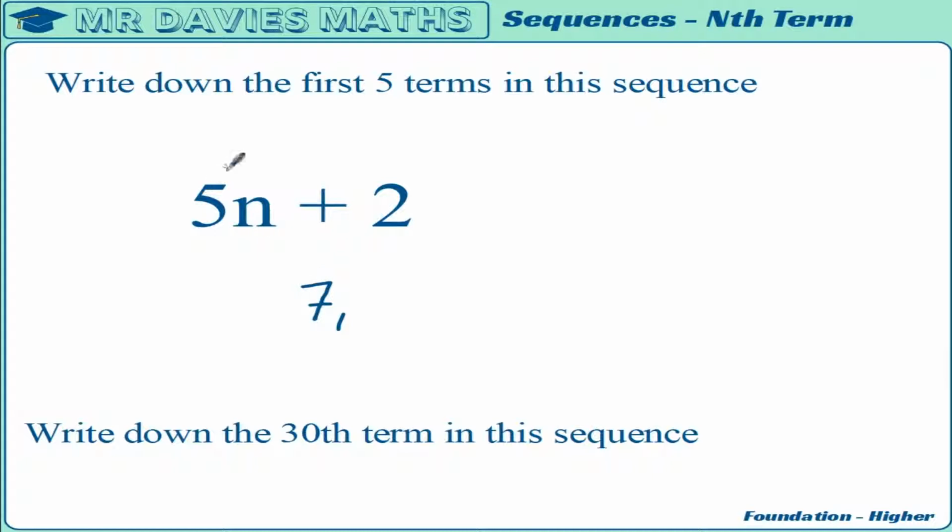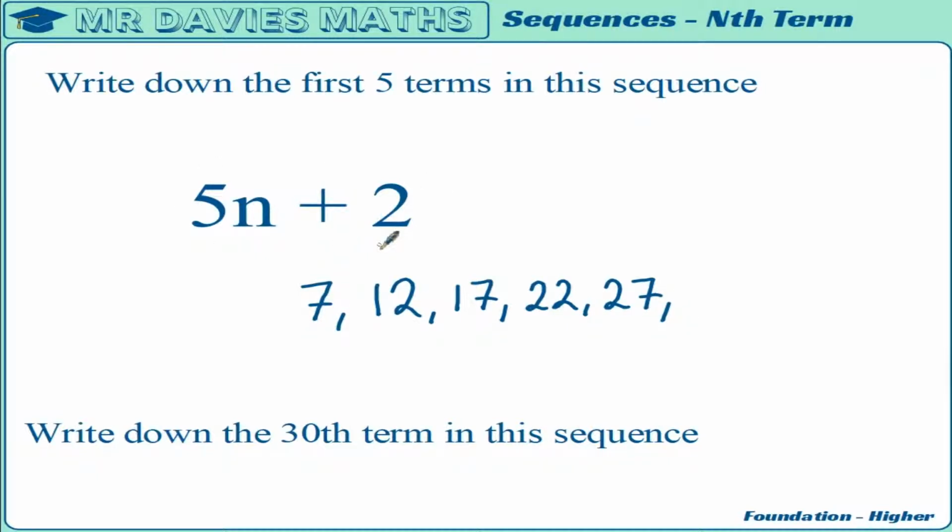7. Second number in the 5 times table? 10. Add 2 to it. Third number in the 5 times table, 15, add 2 to it. The fourth number in the 5 times table, 20, add 2 to it. And the fifth number in the 5 times table is 25, add 2 to it, and we get 27. There is the first 5 numbers, or the first 5 terms in this sequence.